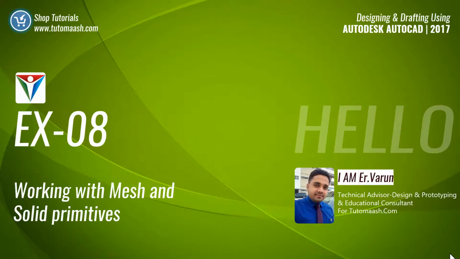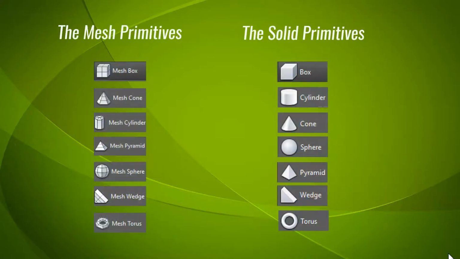In this session, we'll be discussing working with mesh and solid primitives. The mesh primitives and the solid primitives are two different sections available in AutoCAD. They are predefined shapes which we can insert directly into the software. The mesh primitives include three-dimensional mesh objects, like a mesh box, a mesh cone, a mesh cylinder, and so on. So it is already meshed as a surface and you can insert it into the drawing.